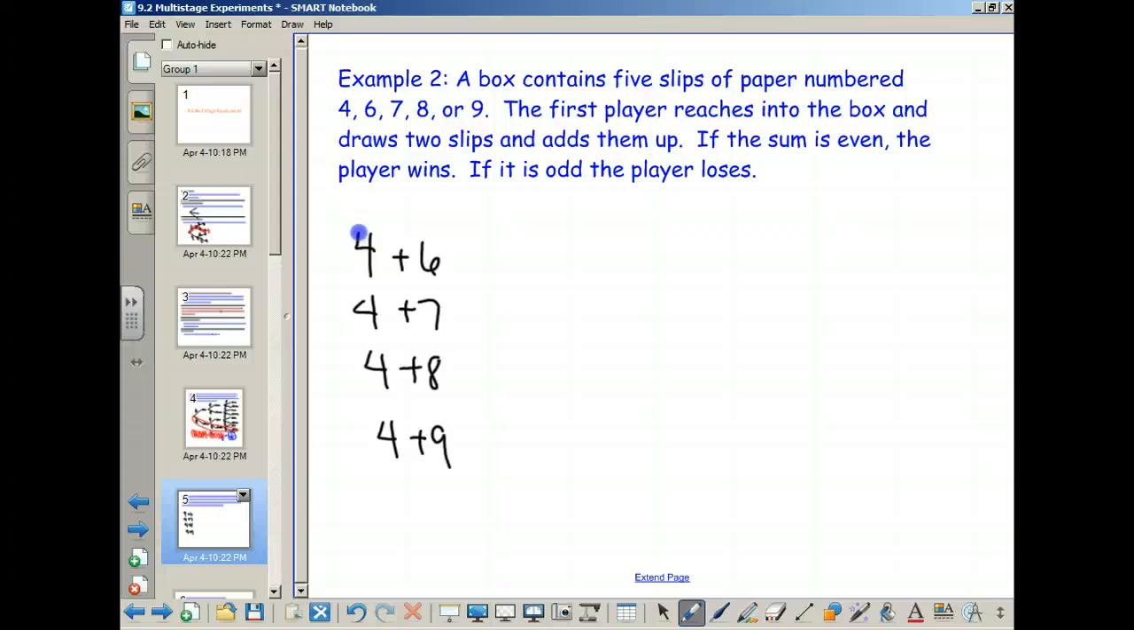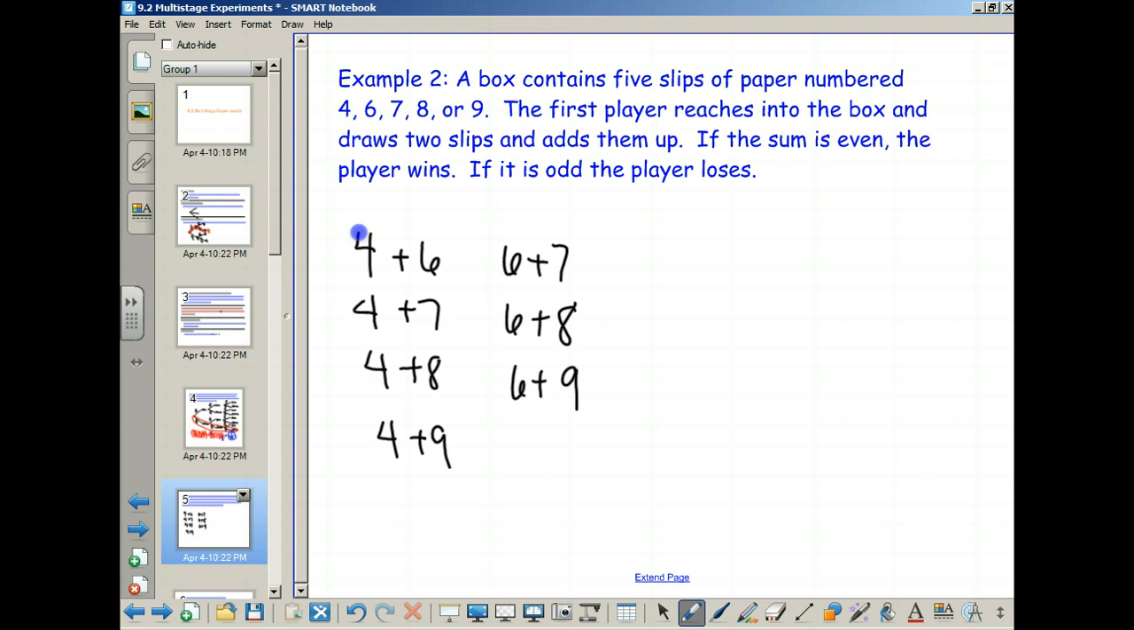Let's say I started out with a 6. Well, I do not need to list 6, 4. Do you agree? I already listed 4, 6. I don't need to list 6, 4. But I do have an option of getting 6 and 7, or 6 and 8, or 6 and 9. And those are now all my options that include the number 6.